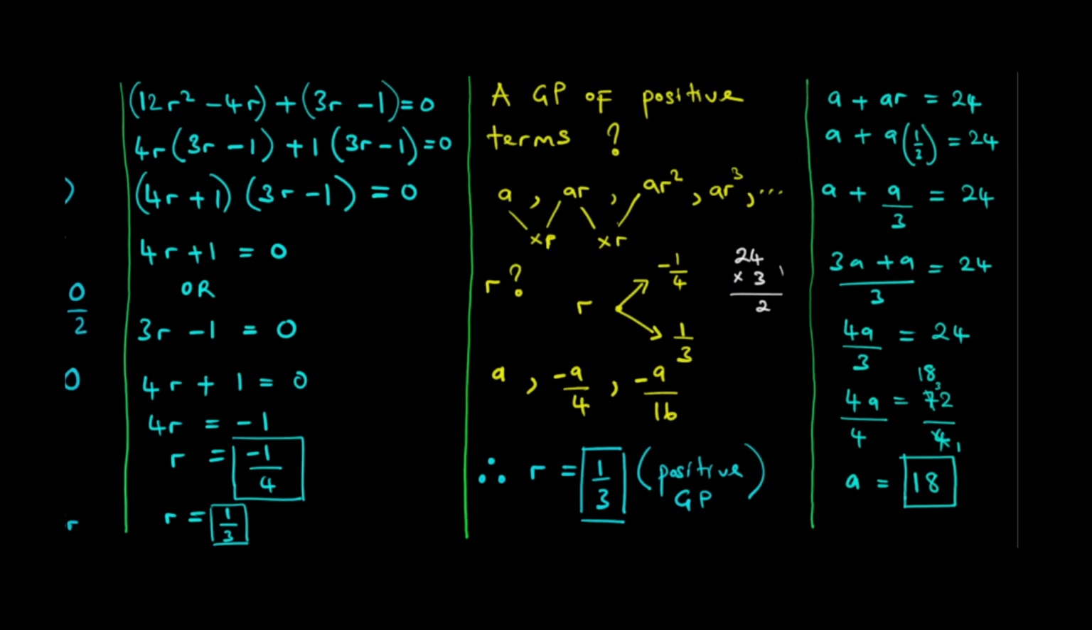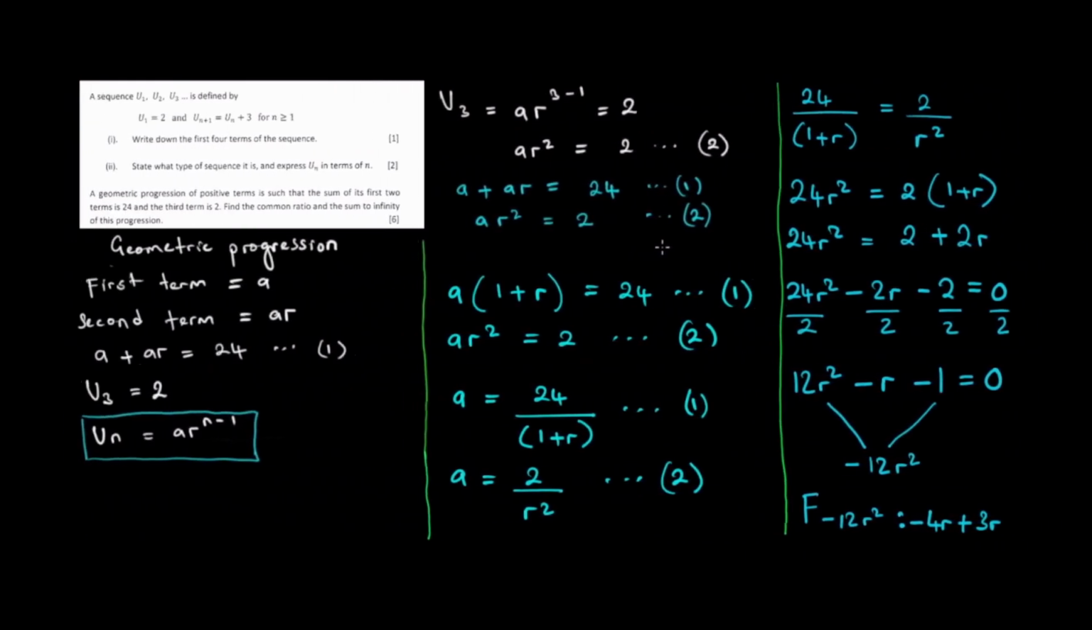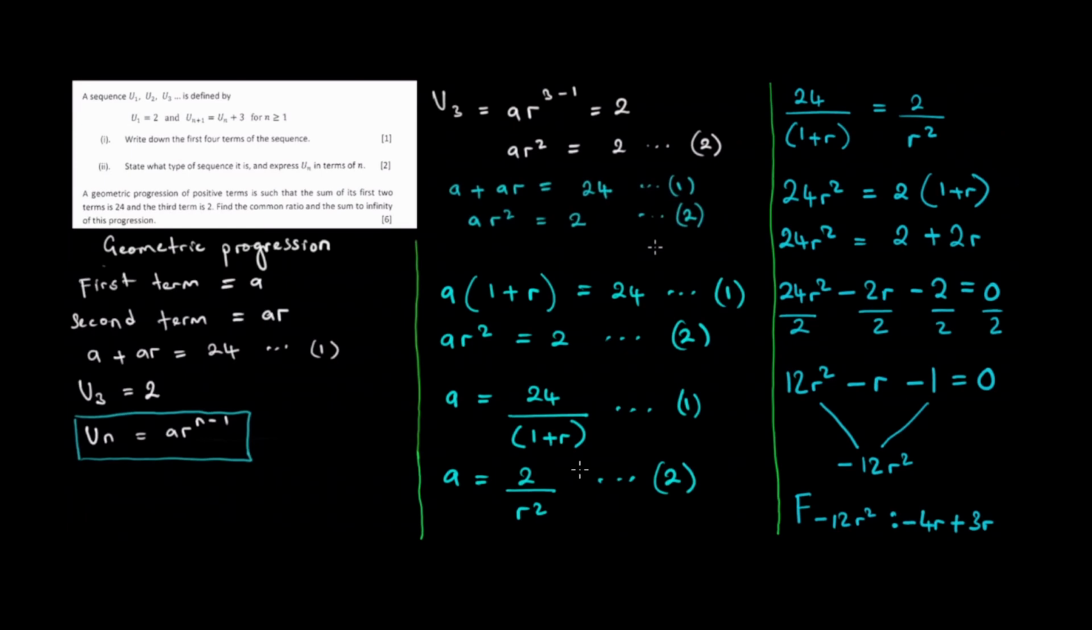Now let us go back to our question. Maybe let us read it afresh. A geometric progression of positive terms is such that the sum of its first two terms is 24 and the third term is 2. Let us read the part for the question: find the common ratio, which we found to be 1/3, and the sum to infinity of this progression.